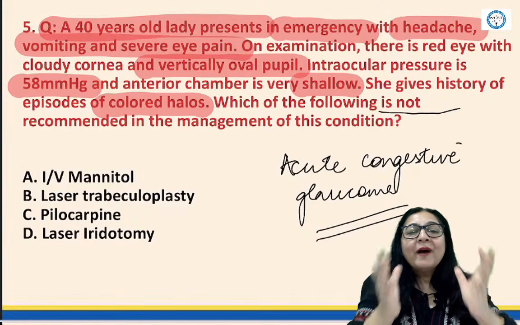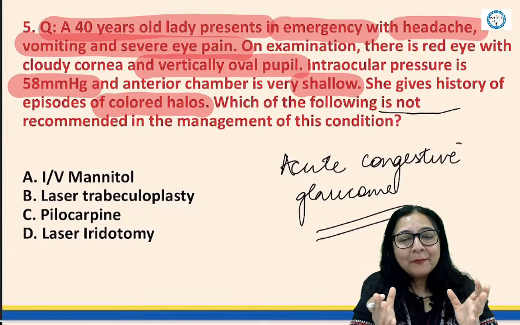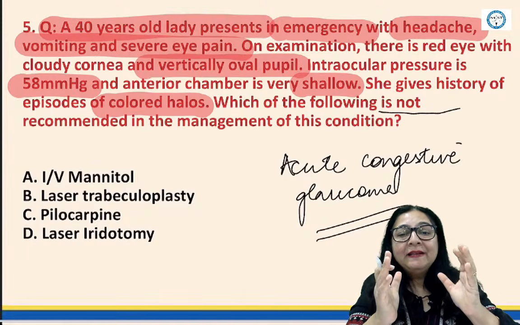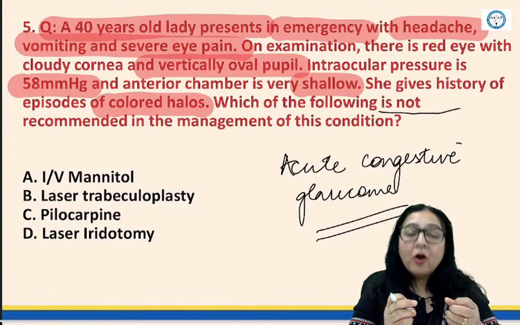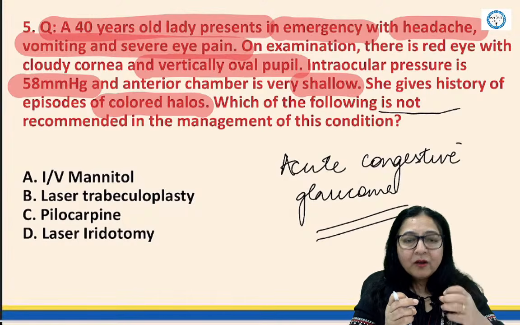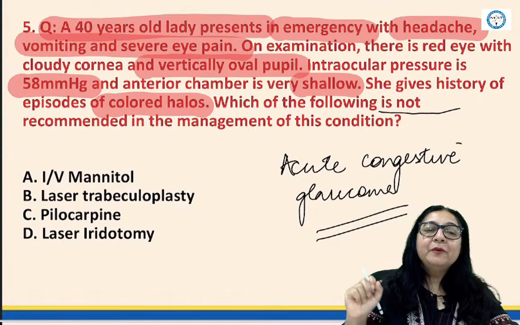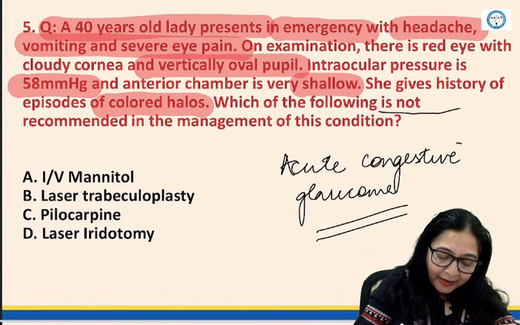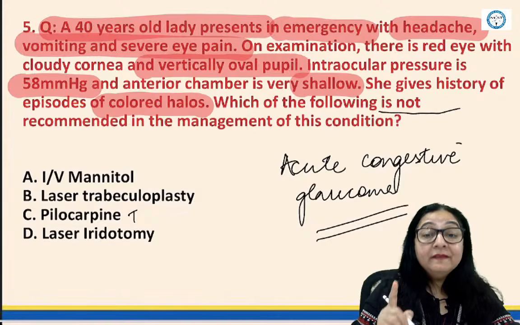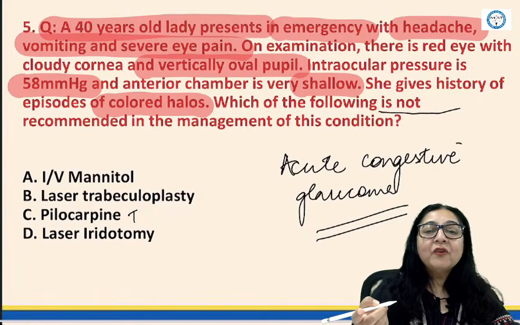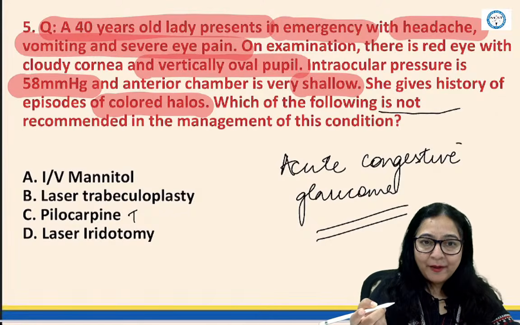Okay, because why is acute congestive glaucoma happening? Because whenever the pupil dilates, there is pupil block. So you want to constrict the pupil, and that constriction of the pupil is achieved by pilocarpine. So pilocarpine is used. That is the management of acute congestive glaucoma.